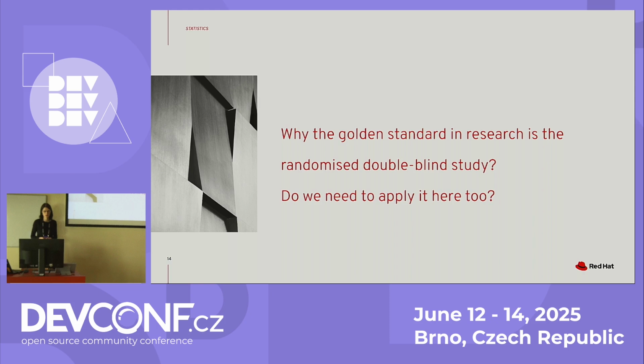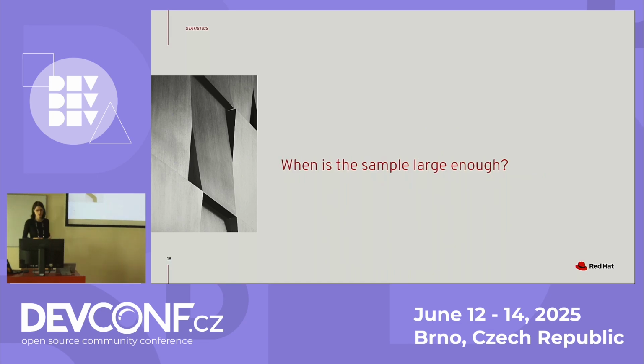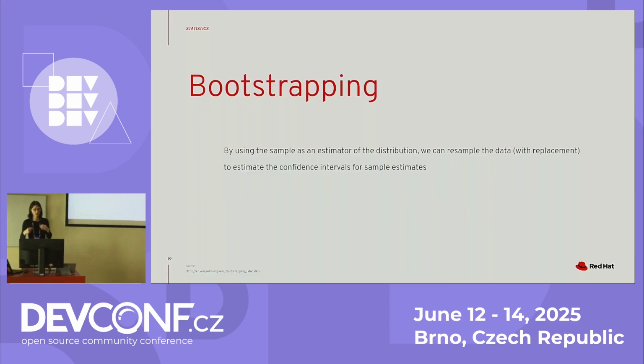detected if it was present there. So we need to now figure out when the sample is large enough for our purpose. The solution to do that is we use so-called bootstrapping, which is a way to estimate the property of the sample by resampling it itself.